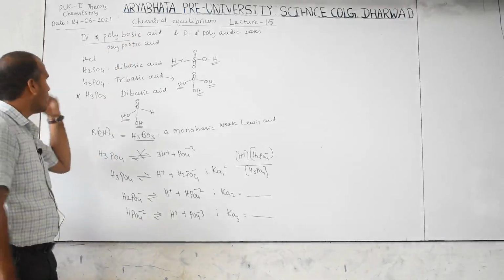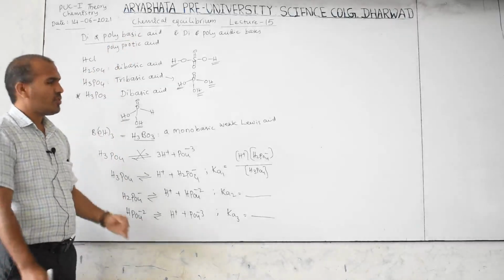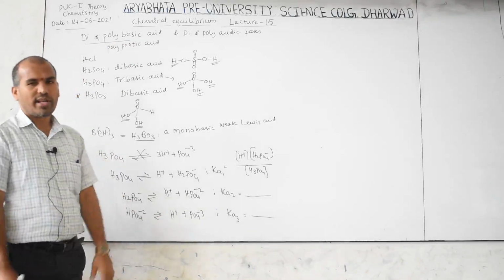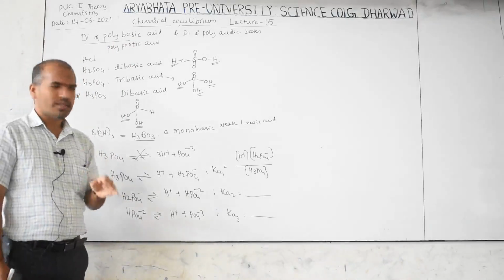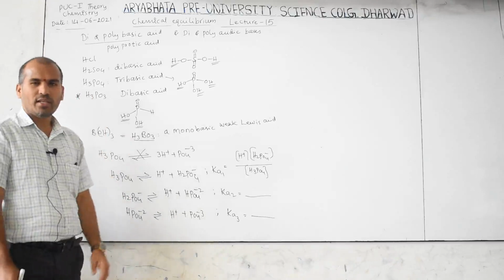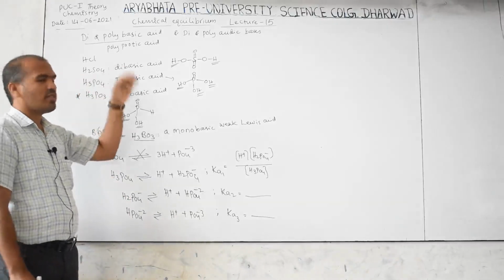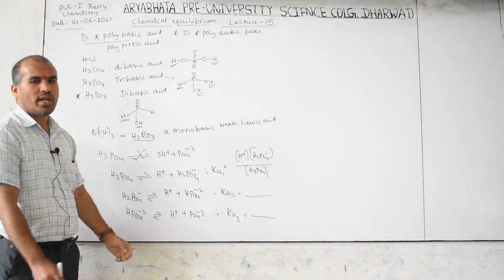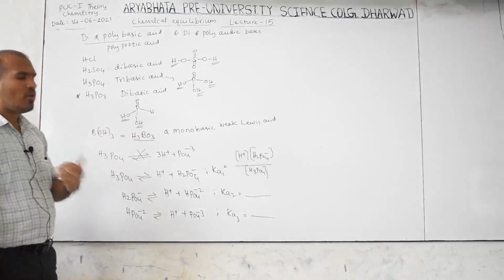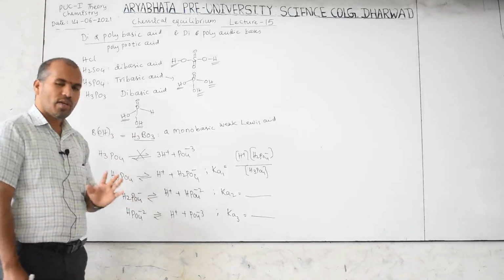Generally, dibasic acid, one example is H2SO4. In this H2SO4, first, because H2SO4 is a strong acid, how many strong acids are there? 6. H3PO4 is not a strong acid. Therefore, in a strong acid, the first step Ka value is very high and the second step is very low. So all these things you have to keep in mind.